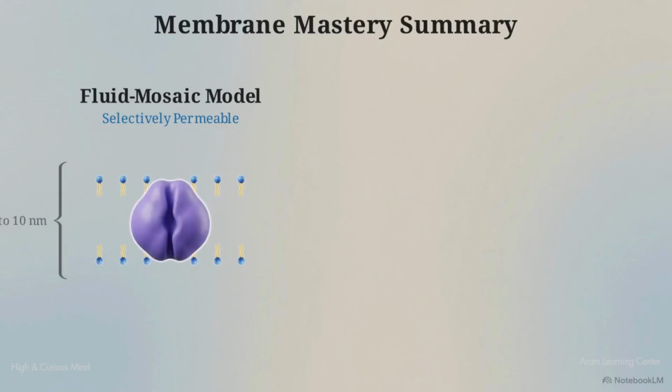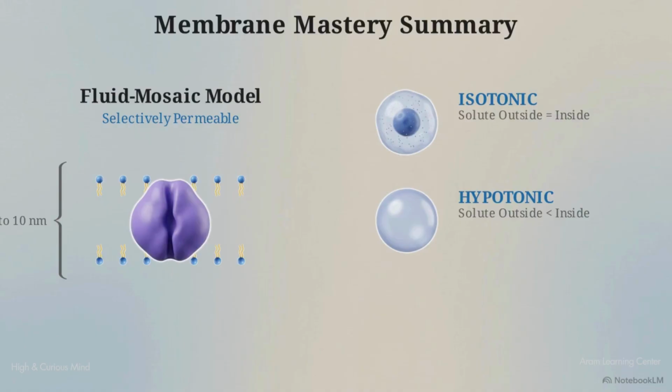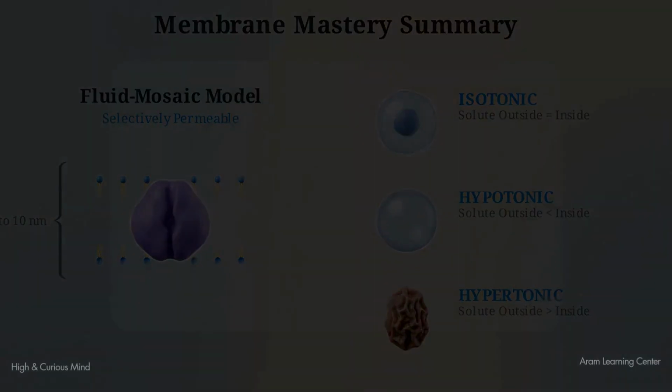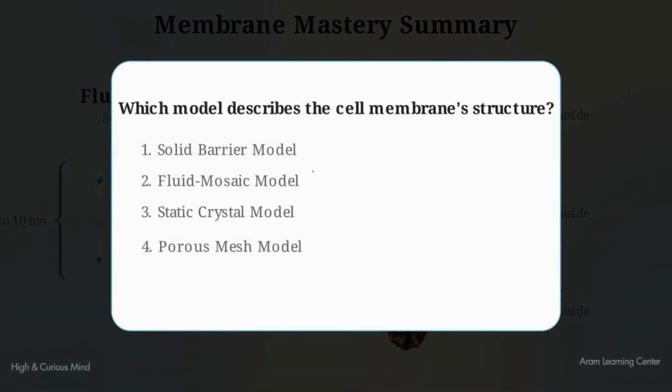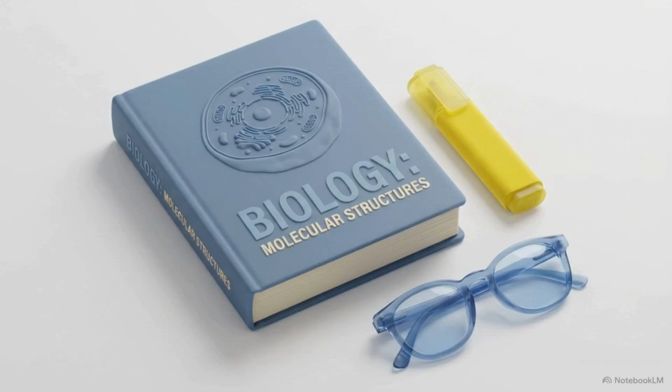The fluid mosaic model on the left shows the lipid bilayer and proteins working together to maintain selective permeability. The table on the right defines the three states. Isotonic maintains a normal cell, hypotonic involves low outside solute, making the cell swell, and hypertonic involves high outside solute, making the cell shrink. Memorizing this framework provides the structural logic to answer any question about cell boundaries. Practice these definitions, and I'll see you in the next lesson.